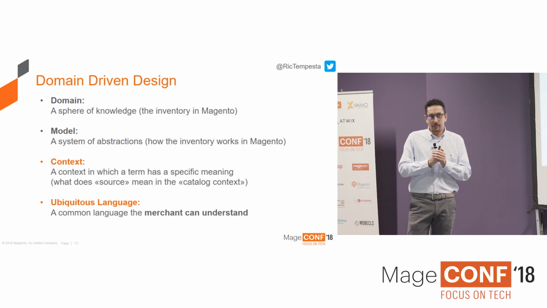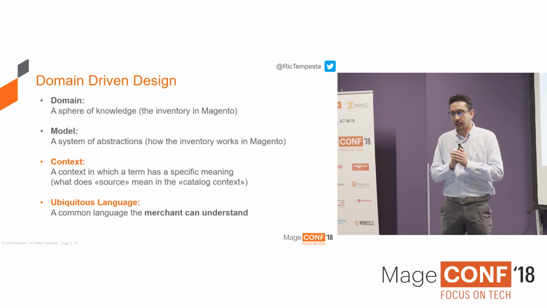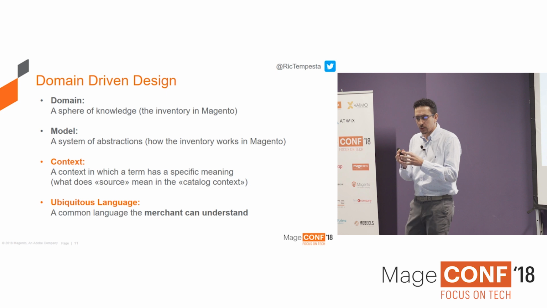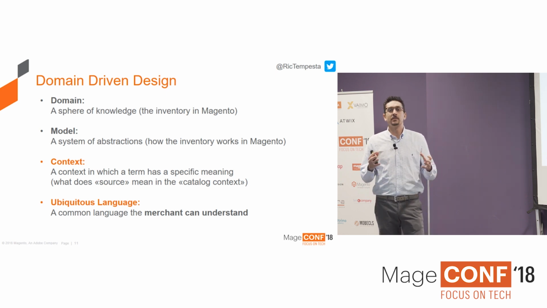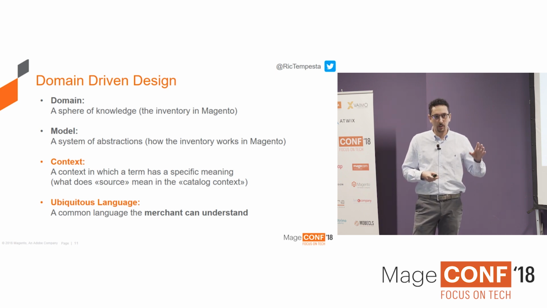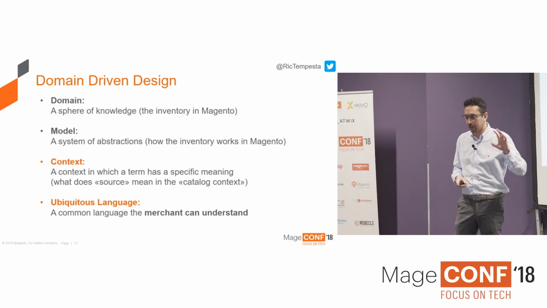And two aspects that from my perspective are the most important: the context and one ubiquitous language. So a context is like in the common language, so you have to define what is the meaning of a specific term in different contexts. Let's take the product. It can have a meaning in the catalog context that is different from the inventory context. We'll see later, I have an example.